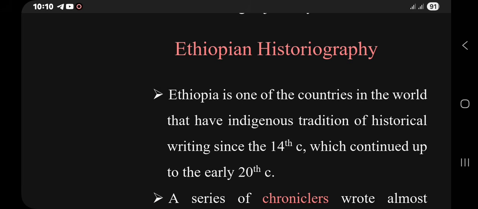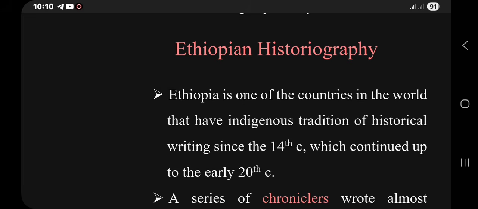Ethiopian historiography. As you remember in our last session, the term historiography. Do you remember what we learned? What do you mean by historiography?